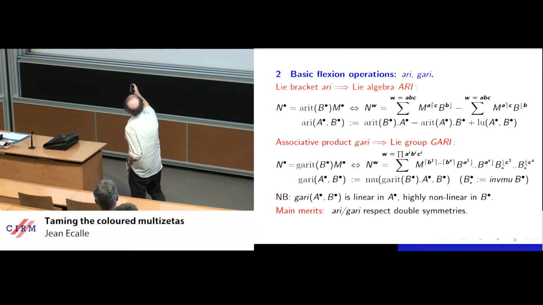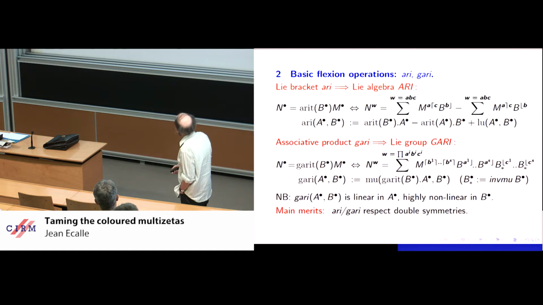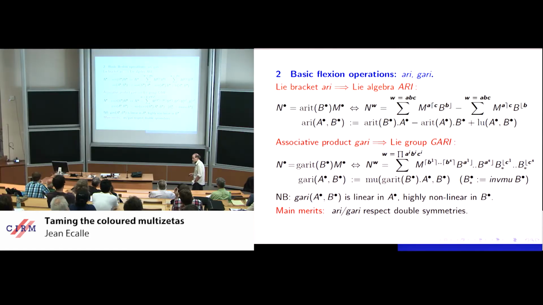And the definition for the group is slightly more complicated. We first define garit of B, which is an isomorphism with respect to group multiplication. And again, on the second line, you see how from that isomorphism you can define mu, which is ordinary mould multiplication. There are so many operations that we cannot devise symbols for each of them.